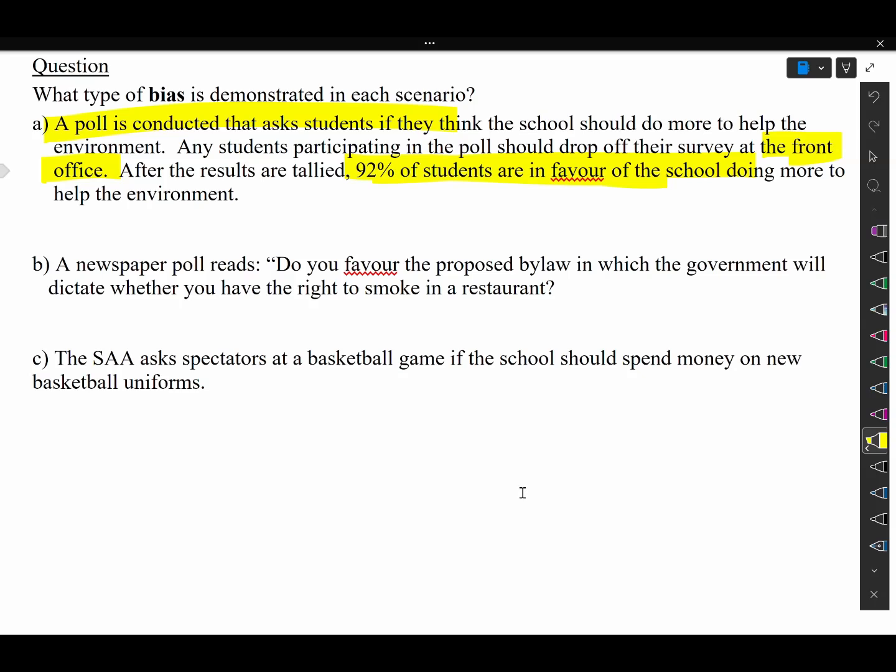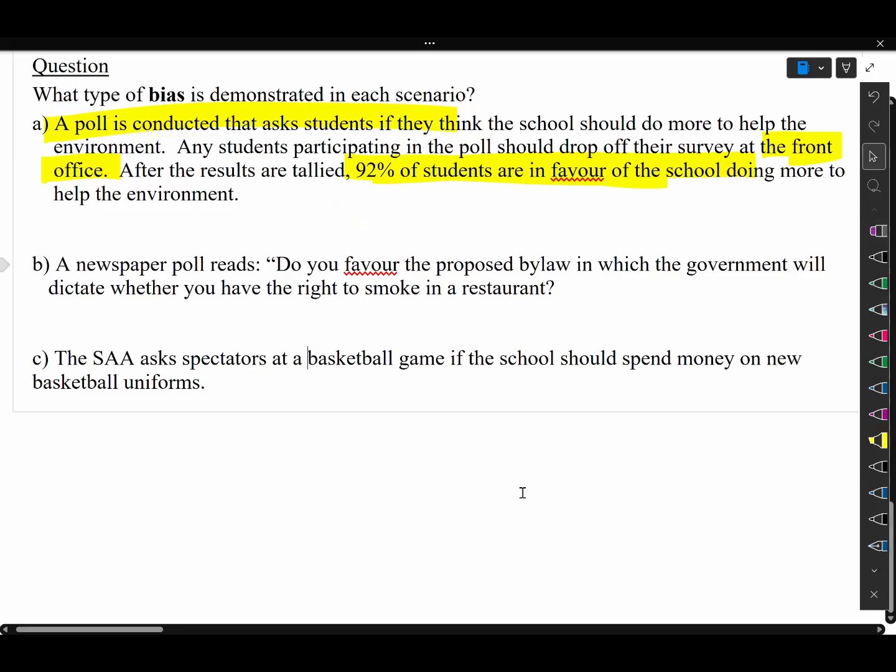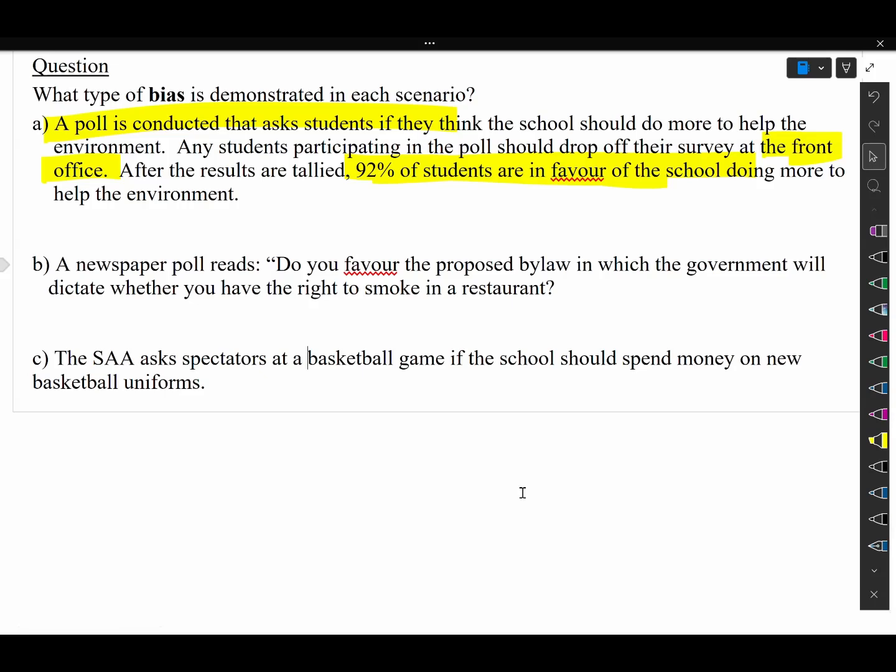I'll say that again. If a student does not care whether the school does more or less to help the environment, they're not going to be the ones who show up at the front office. Right? 92% of the students are in favor of the school doing more to help the environment. That's great. The issue is really that it's 92% of the respondents who are in favor, and as we spoke about, those respondents are not necessarily reflective.